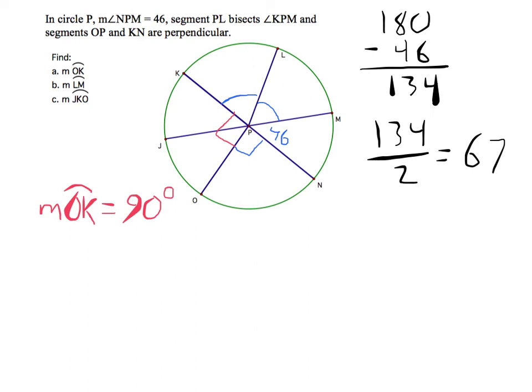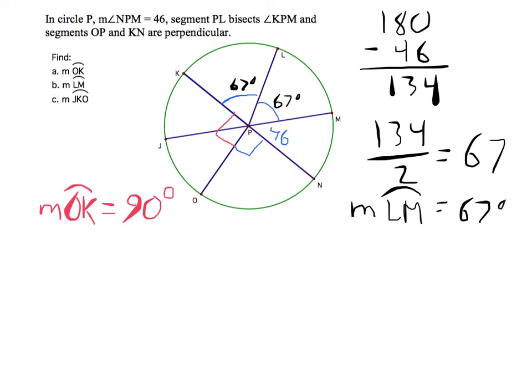And so each of these little angles here is 67. So each of those central angles is 67 degrees, and we know that whatever the measure of the central angle is, P is the vertex, or P is the center, so it's a central angle. The arc has the same measure. So then we can say that the measure of arc LM is 67 degrees.